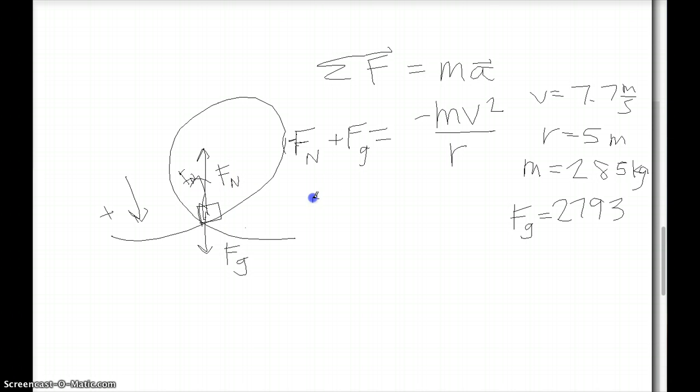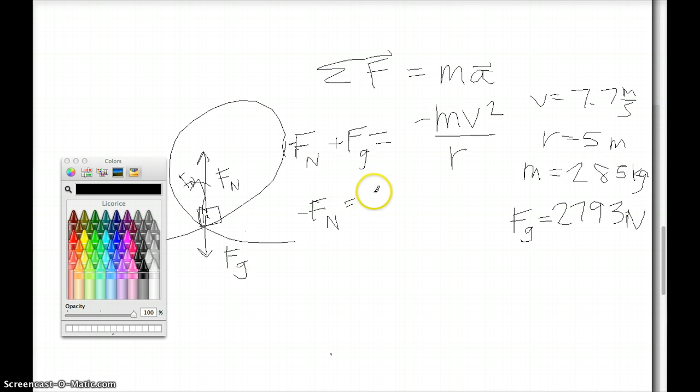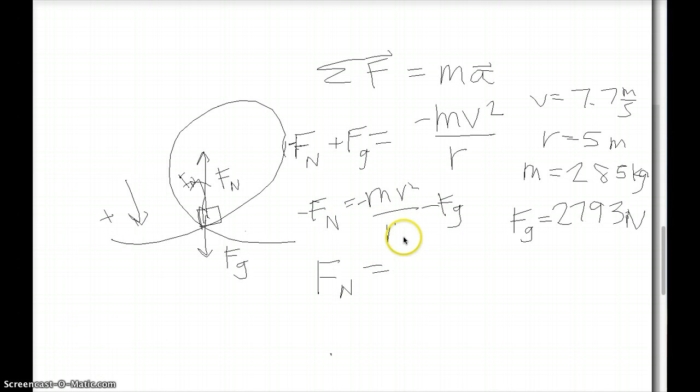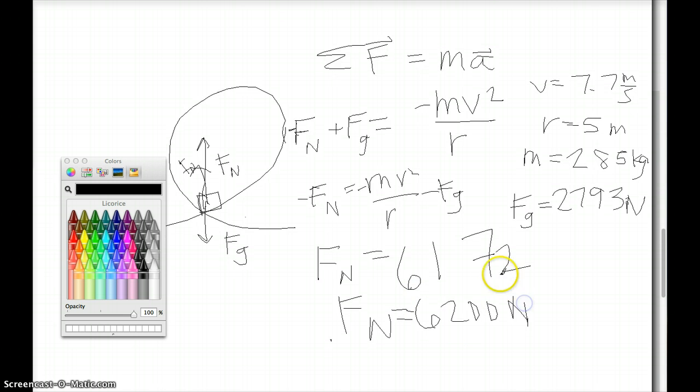The normal force is what we're trying to find. So I'm going to rewrite normal force in terms of what I do know: negative mv squared over r minus the force of gravity. When I plug in all these numbers and change the negatives to positive, I get that the normal force is about 6,172, which rounds to 6,200 newtons.